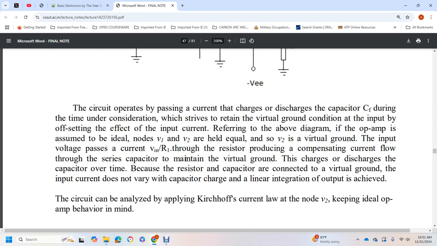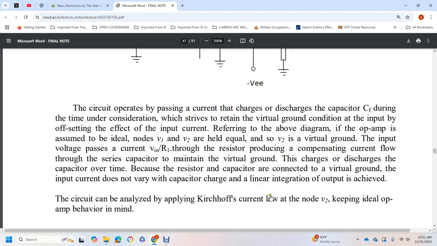Referring to the above diagram, for the ideal operational amplifier, the nodes voltage 1 and voltage 2 are equal, so that voltage 2 is a virtual ground. The input voltage passes through resistor 1, producing a compensating current flow through the series, maintaining a virtual ground. This charges and discharges the capacitor over time. Because the resistor and capacitor are connected to the virtual ground, the input current does not vary with the capacitor charge. The linear integration output is achieved with the circuit.